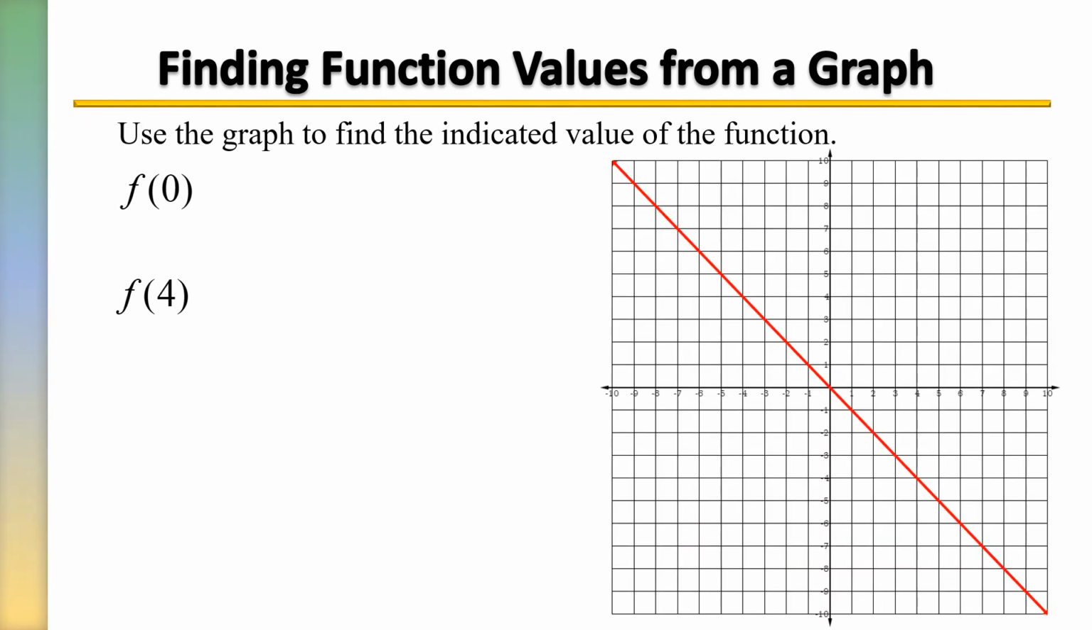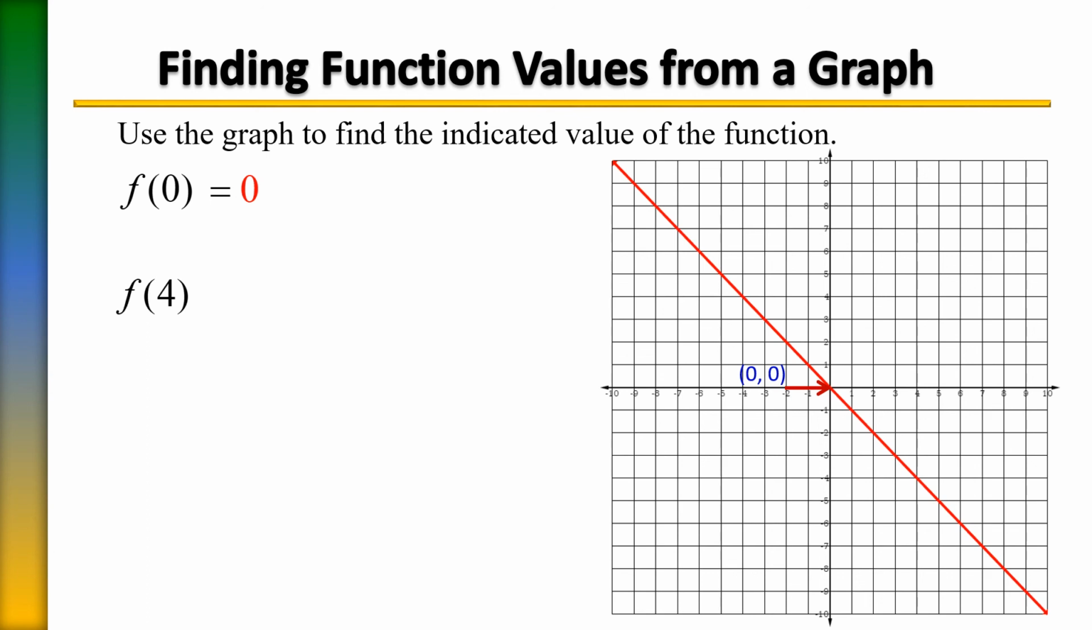Let's do two more examples. Use the graph to find the indicated value of the function. First, we want to find f of 0. So our input value is 0. So we're going to go over to our graph, and on the x-axis, we're going to position ourselves at 0. Well, we are already on the line. We're on our graph. So that means my y value will also be 0, because that is where I am. And so f of 0 equals 0.